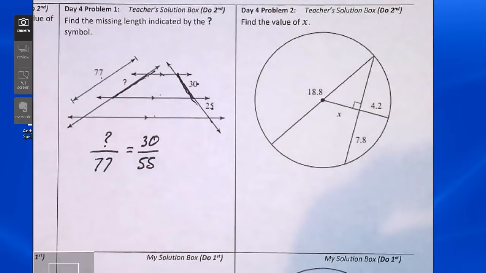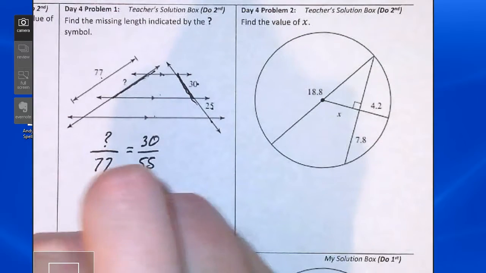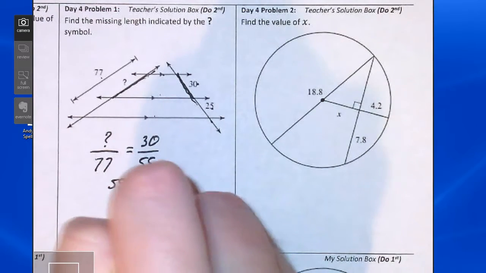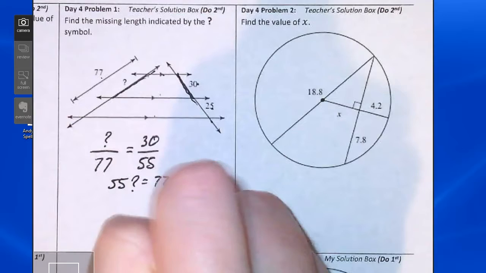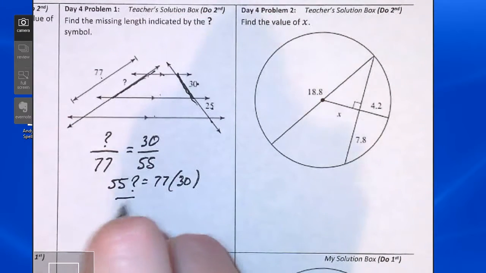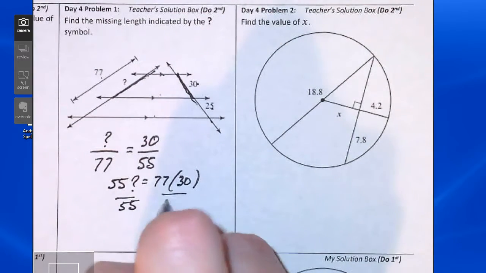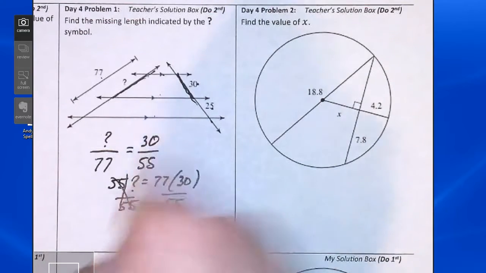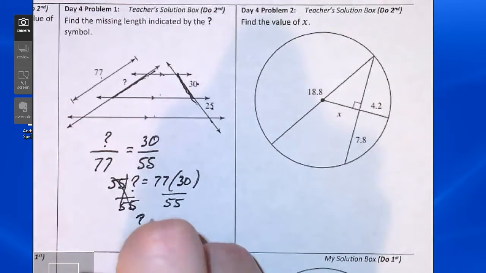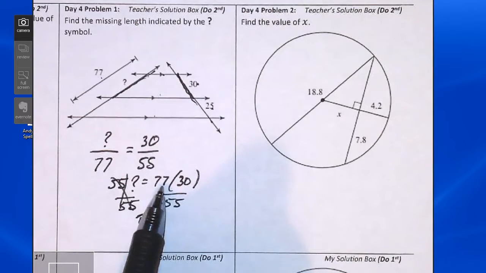One way to solve a proportion is cross multiplication. So we have 55 times the question mark equals 77 times 30. We'll divide both sides by 55 to isolate the question mark. So we get that the question mark equals whatever 77 times 30 divided by 55 is.